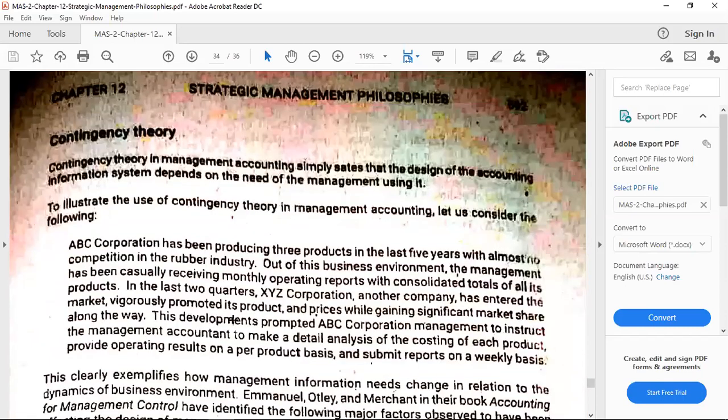Next, contingency theory is basically preparing for what we think is going to happen in the future, and then we are preparing for it. In other words, that's contingency. So this simply states that the design of the accounting information system depends on the need of the management using it. Of course, it's needs based. This is service concern, so this is much about satisfying the want or need of the customers or users. And so in this case, that's why we have the contingency theory, in that the accounting system or information system is designed so that it would satisfy the need of the users who happen to be the management.